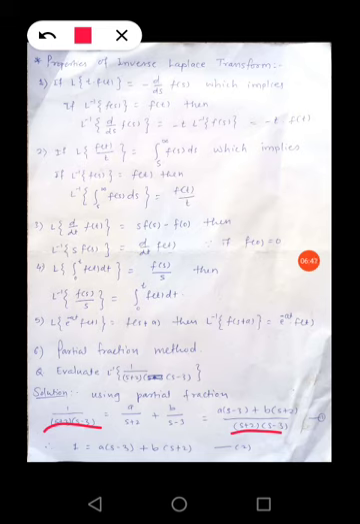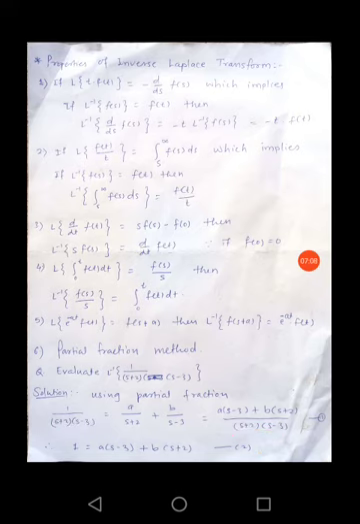So clearly the denominator is the same, hence the numerator is also the same. Therefore I have written 1 is equal to a into s minus 3 plus b into s plus 2. So this is equation number 2. Now kindly put s is equal to 3 and s is equal to minus 2 in equation 2 to obtain the values of a and b respectively.